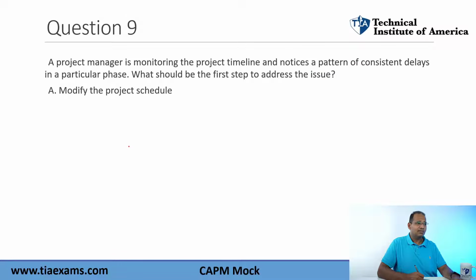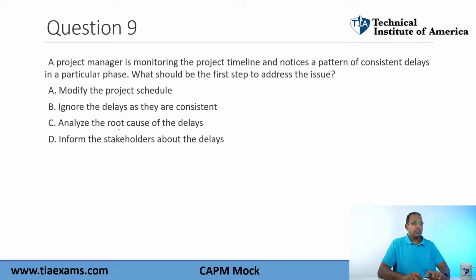Practice question number 9. A project manager is monitoring the project timeline and notices a pattern of consistent delays in a particular phase. What should be the first step to address the issue? Modify the schedule, ignore the delays, analyze the root cause of the delays, inform the stakeholders about the delay. Then you have to start to develop your project manager mindset, all right, the CAPM mindset. What exactly is that? So the mindset says this: never take an action without analyzing what is the best action. Right? Just don't take an action. Analyze the situation.